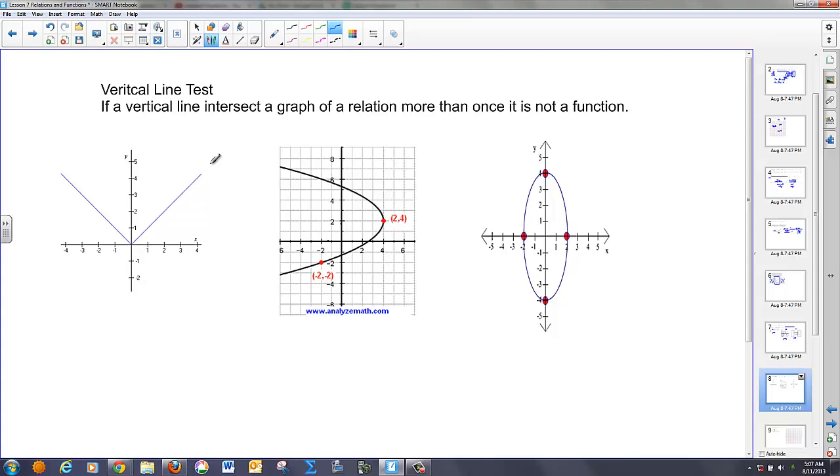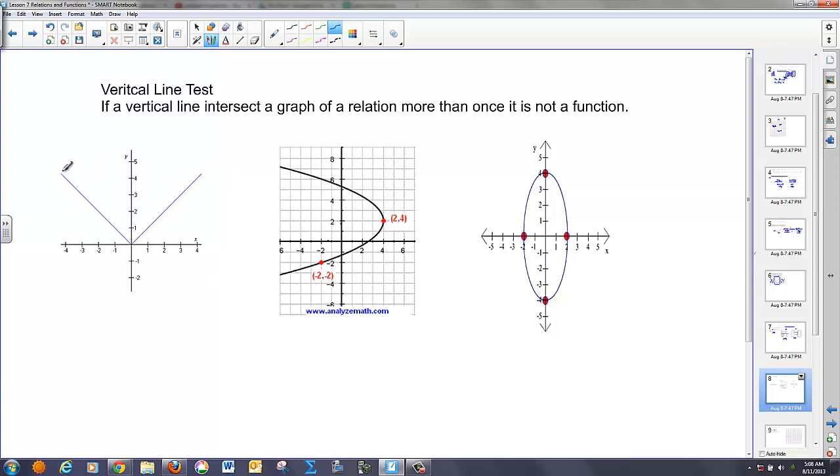When I have inputs and outputs, those are relations, those are ordered pairs. If you take and graph every ordered pair, you get some kind of picture of what's going on. And if a relation is a function, you can use what's called a vertical line test. It basically says if a vertical line can intersect the graph of a relation in more than one point, it's not a function.